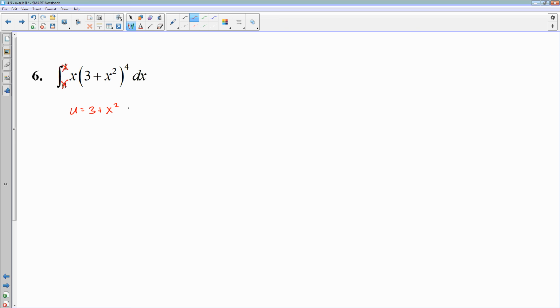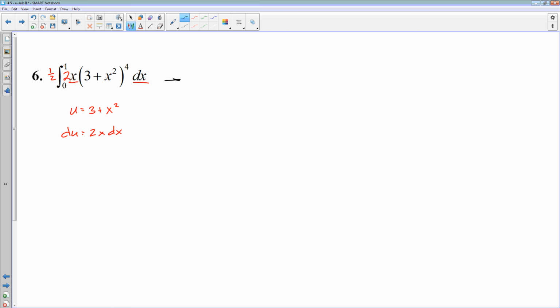So I'll let u be 3 plus x squared. That's on the inside. Du is going to be 2x dx, right? Well, I have the x dx. I'm just missing the 2. And remember, if you're missing a constant, that's no problem. I can throw a 2 in here as long as I offset it with the 1/2.